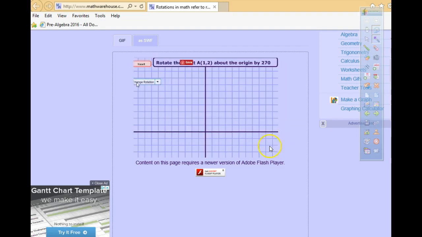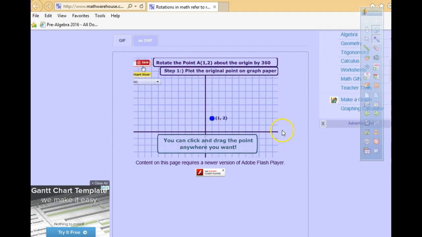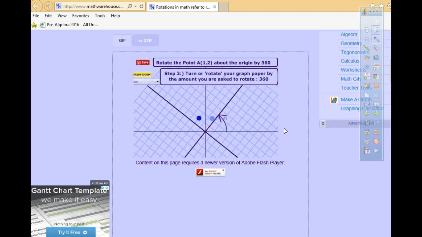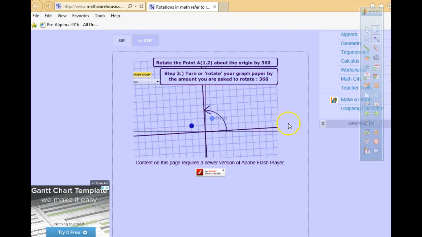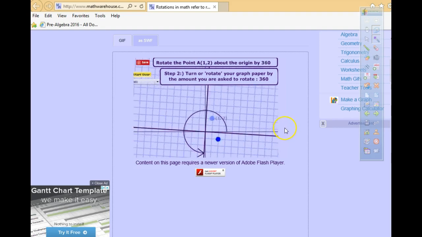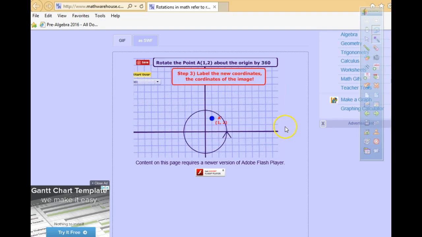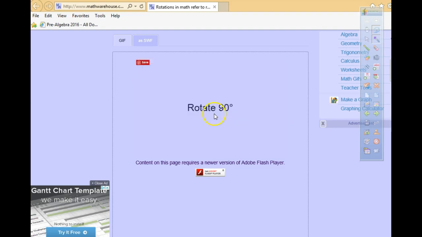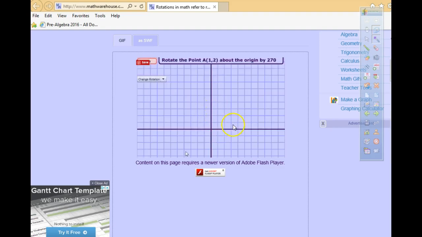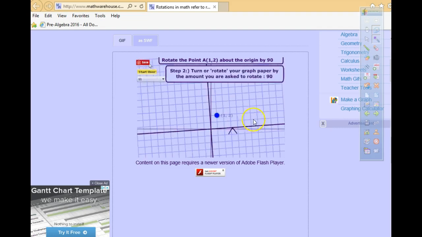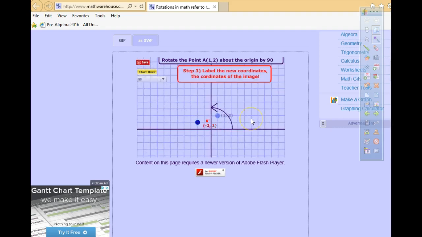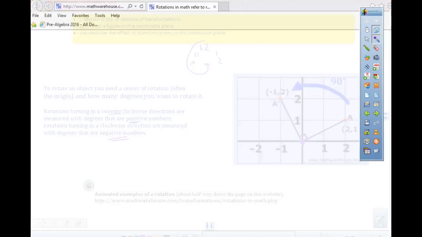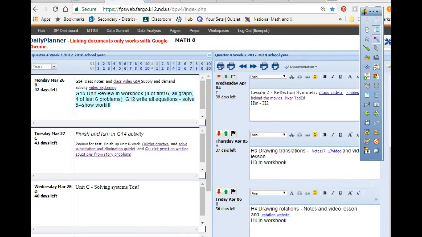360, that's nice, right? If we're looking at a 360, where should it end up? Again, that's our 90, and then we have 180, 270, all the way to 360, which takes us back exactly to where we were. You can check out the different ones. Here's the 90 again. When you are looking at a point, 1, 2, with a 90 rotation, you're going to notice that it changes to negative 2, 1. Each of these is important.